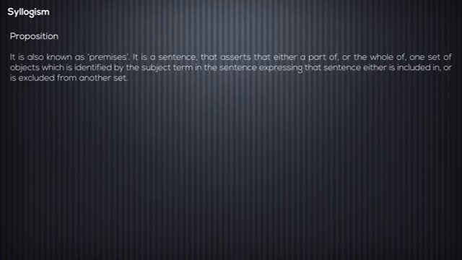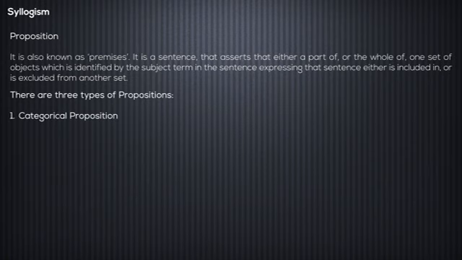Proposition. It is also known as premises. It is a sentence that asserts that either a part of or the whole of one set of objects, which is identified by the subject term in the sentence, either is included in or is excluded from another set. There are three types of propositions.